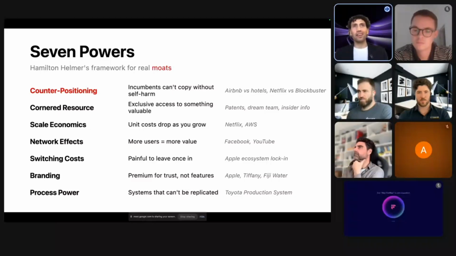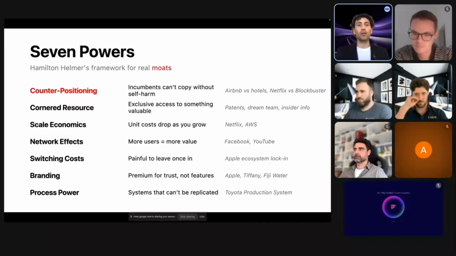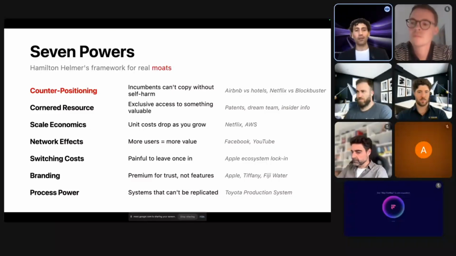Cornered resources is like building a patent kind of moat, patent IP, whatever you have. Scale economics, of course: the more production, the more output, the lower the unit cost. So it's more difficult for you to enter, let's say, the cloud compute or the data storage market, for example. Network effect, the classic example is Facebook.